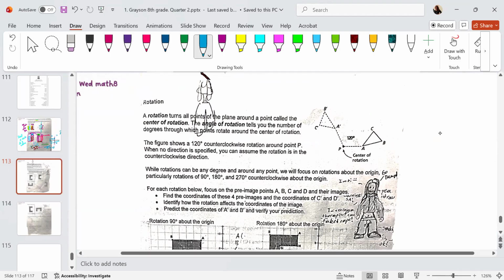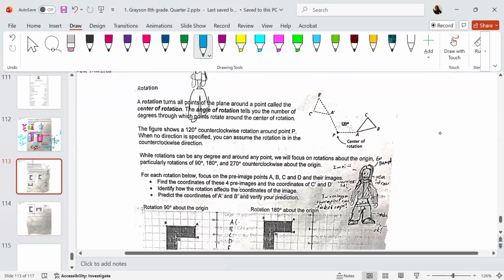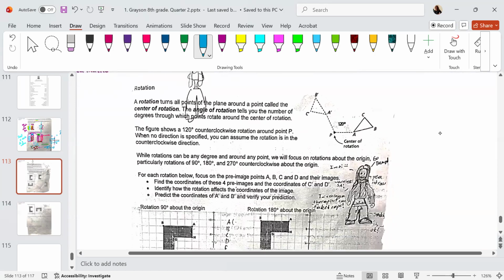While rotations can be any angle, or any degree and around any point, we will focus on the rotations about the origin, particularly rotations of 90 degrees, 180 degrees, and 270 degrees counterclockwise at the origin. For each rotation below, focus on the previous degrees A, B, C, and D when they're in degrees. Okay, the top right there.